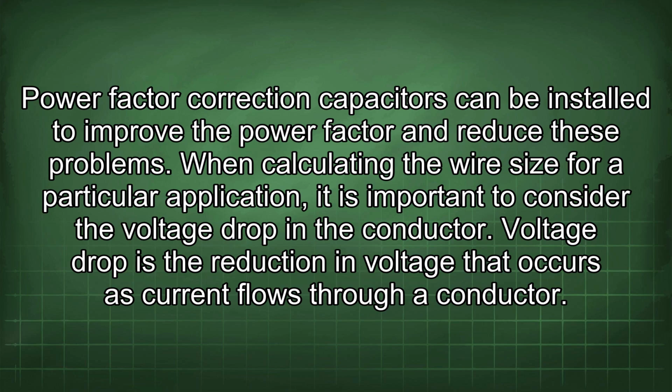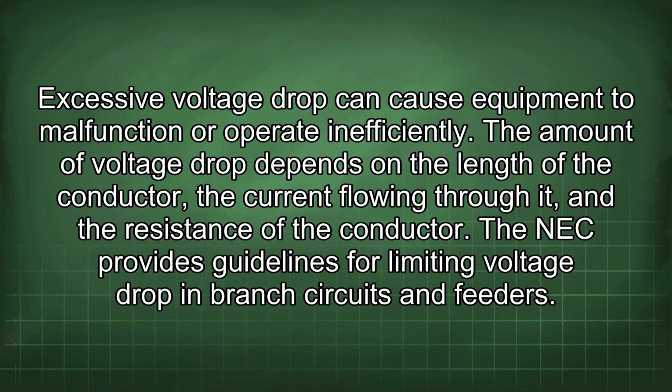When calculating the wire size for a particular application, it is important to consider the voltage drop in the conductor. Voltage drop is the reduction in voltage that occurs as current flows through a conductor. Excessive voltage drop can cause equipment to malfunction or operate inefficiently. The amount of voltage drop depends on the length of the conductor, the current flowing through it, and the resistance of the conductor. The NEC provides guidelines for limiting voltage drop in branch circuits and feeders.